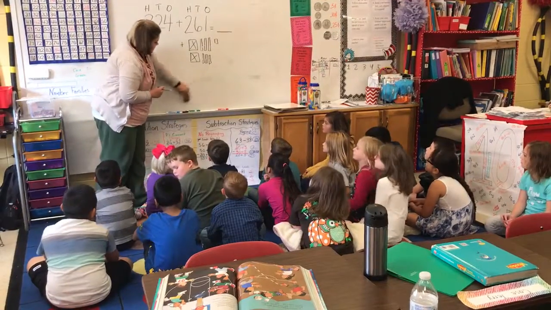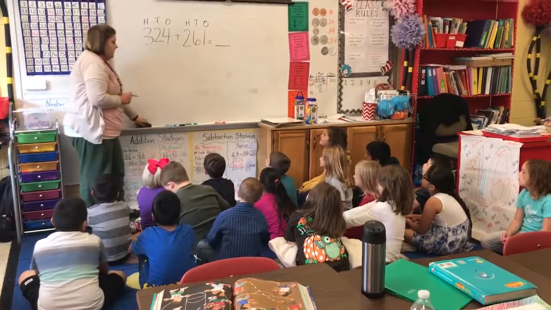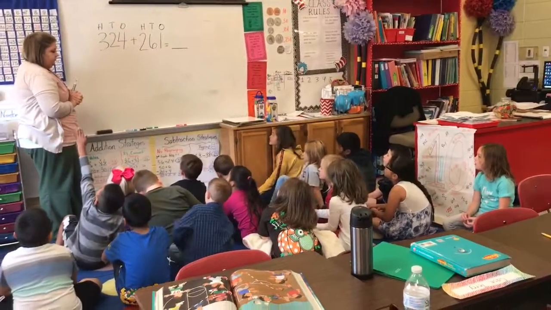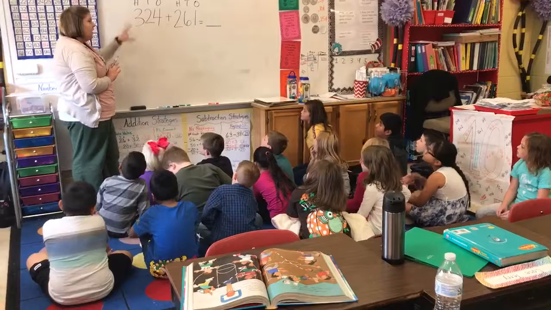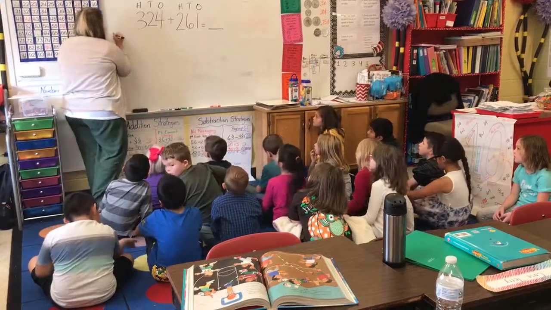Place value way. We know the answer. I know, but we're going to work it out place value way. We did the model. All right, so what do we do first for place value way? What do we add first? The hundreds. All right, so we're going to add our hundreds.